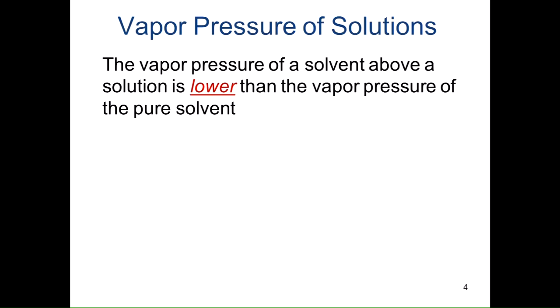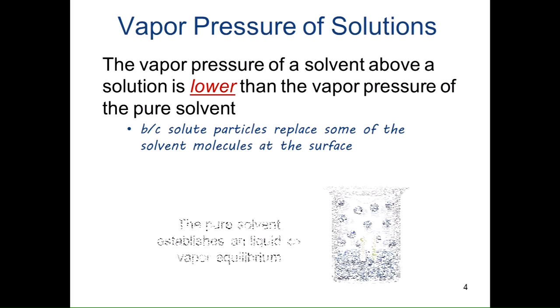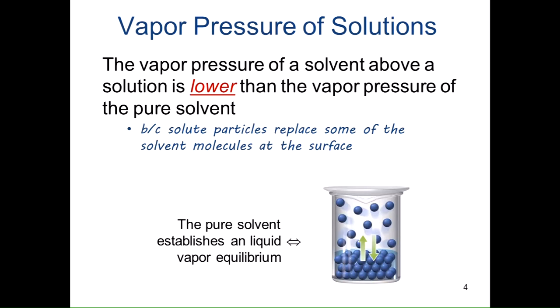So the vapor pressure of a solution. The vapor pressure of a solvent above a solution is lower than the vapor pressure of the pure solvent. So if you have a mixture, it's going to lower the vapor pressure compared to if you had just the pure solvent. And this is because those solute particles are going to replace some of the solvent molecules at the surface.